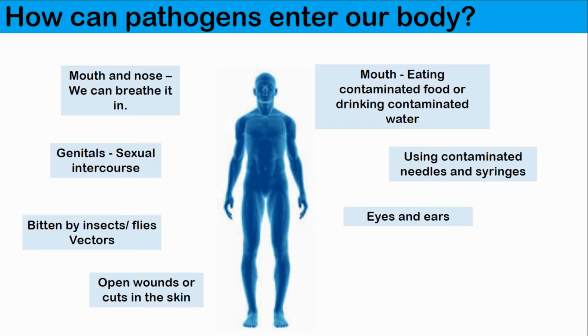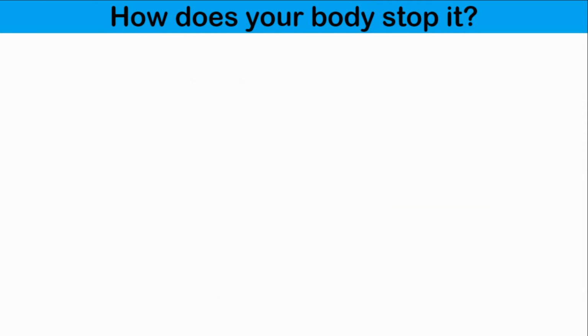cuts in the skin. Pathogens can go in through your mouth, eating contaminated food or drinking contaminated water like cholera and like salmonella in the previous lesson, and using contaminated needles and syringes. That's how HIV and hepatitis are often spread, and through your eyes and through your ears. Let's have a look at how your body stops it.